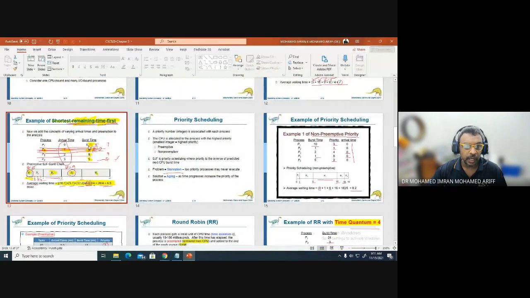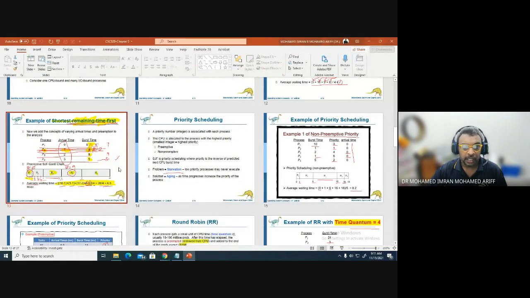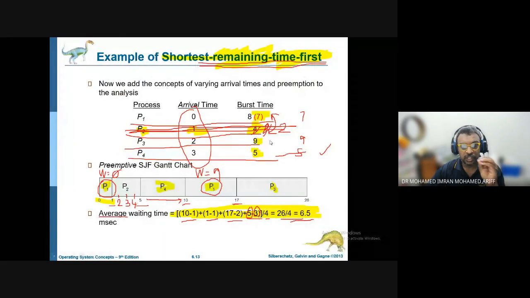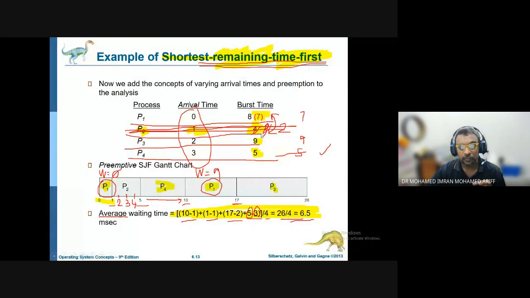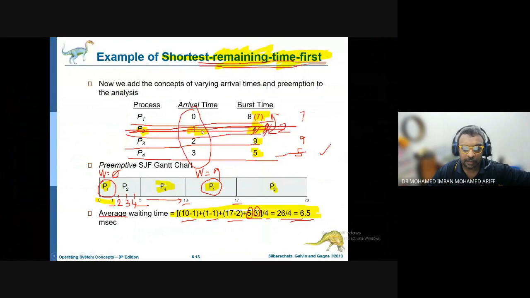Next, we look at shortest remaining time. Shortest remaining time means the process whose remaining time is the shortest. In this example, the processes arrive at different times. P1 arrives at time 0, and its processing time is 8 seconds. P2 arrives at time 1, 4 seconds. P3 arrives at 2, and processing time is 9. P4 arrives at 3, and the processing time is 5.